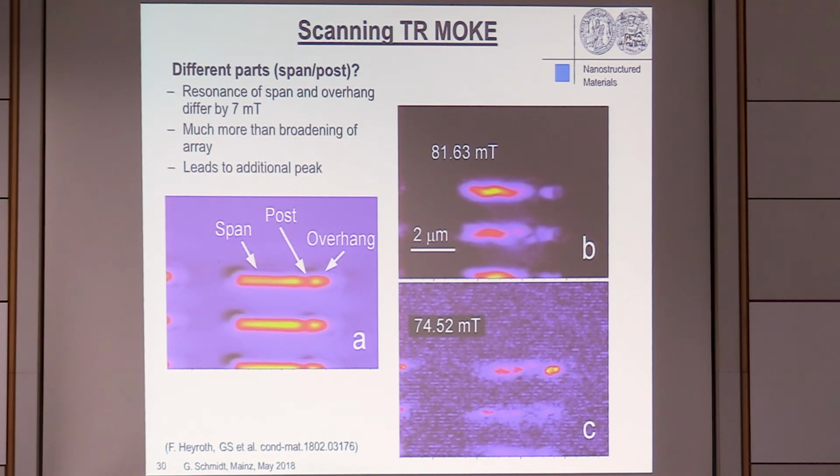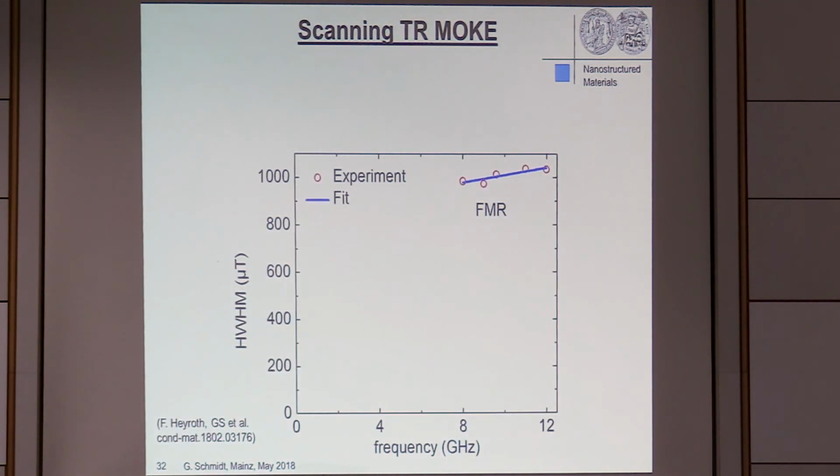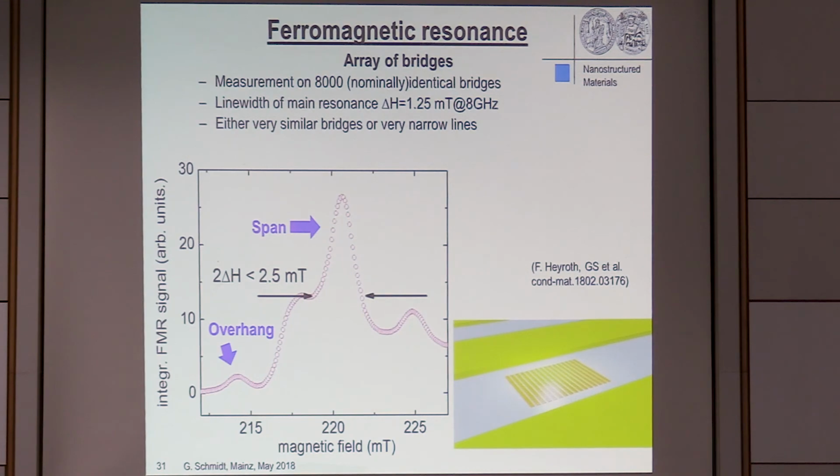Another question is, what about the different parts of the bridge? So we have the span of the bridge. This is what we call a spatial image, where we just look at the structure. Here is the span of the bridge, here is the post, and here is the overhang. We can see that the resonance of the span is at 81 millitesla, and the resonance of the overhang is at 74 millitesla. So you get an additional peak, and you can see indeed the resonance of the span and the resonance of the overhang as separate peaks, exactly separated by the 7 millitesla that we saw in the other measurement.